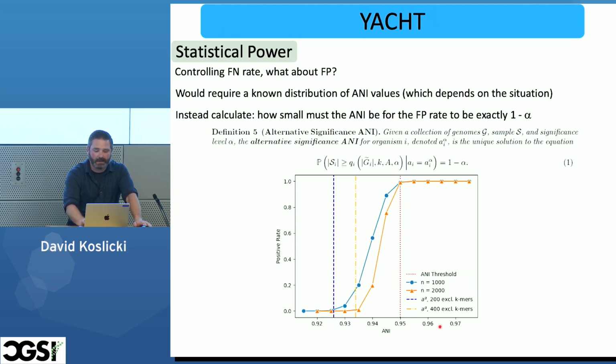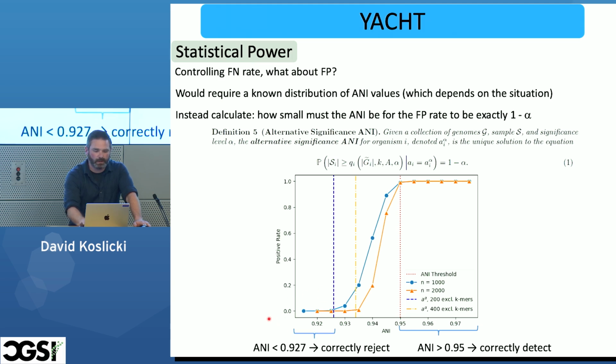Let's look at a graph instead. On the x-axis, I have average nucleotide identity, and on the y-axis, I have the positive rate. Notice, if my reference genome over here has a very high average nucleotide identity, then I correctly detect that, yes, this organism is present in my sample. If my reference genome is distantly related to my sample over here, I correctly reject and say, no, this reference genome is not in my sample. And then we have this really wishy-washy area right here in the middle, where sometimes I say yes, it's in, sometimes I say no, it's not.